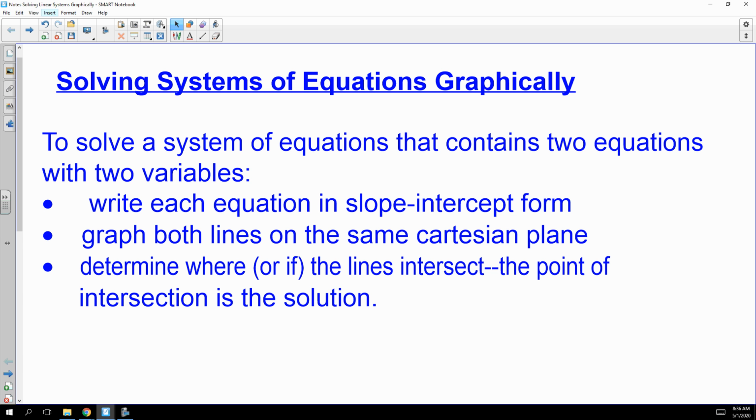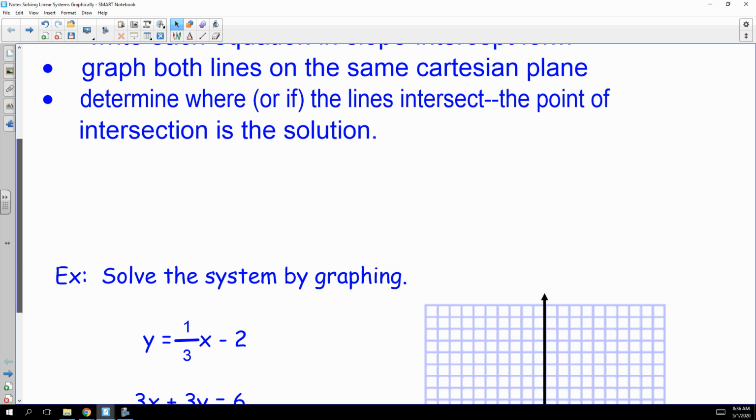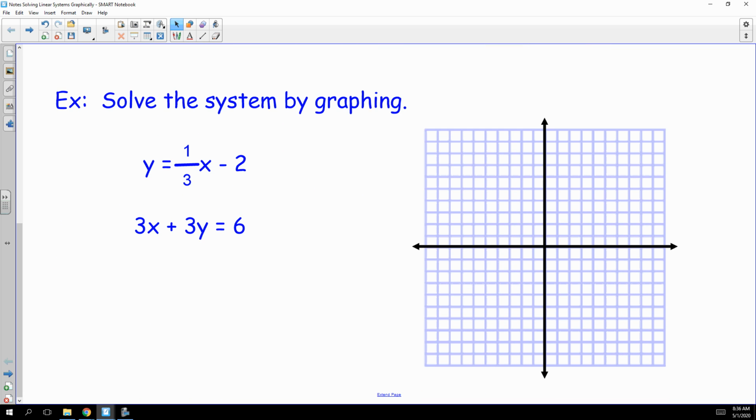To solve a system of linear equations that contains two variables, two equations with two variables, write each equation in slope-intercept form, graph each line on the same coordinate plane, the same Cartesian plane, and determine where the lines intersect, or if they intersect. The point of intersection is called the solution. So let's start by solving this system by graphing.